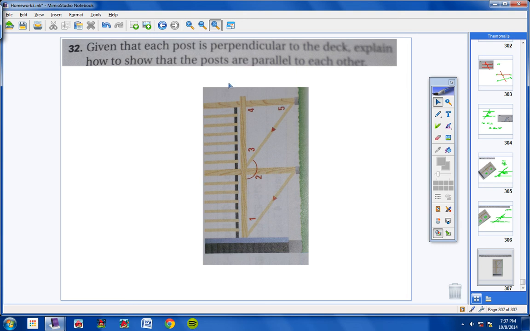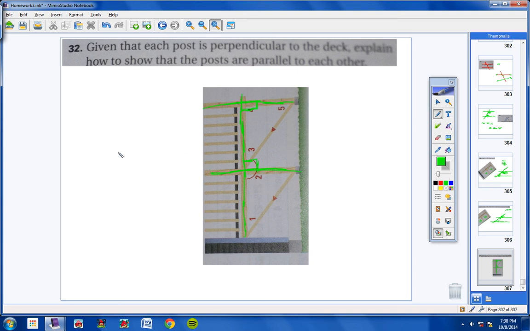All right, now, here's what it says. Given that each post is perpendicular to the deck, so here's the deck right here. Here's the post. Here's the other post. Now look what it says right here. It says each post is perpendicular to the deck. So I know I have a right angle here and a right angle here, okay? How do I know for sure that the posts are parallel? Well, students, we learned this earlier in the chapter. We learned that when two lines are perpendicular to the same line, those two lines are parallel.